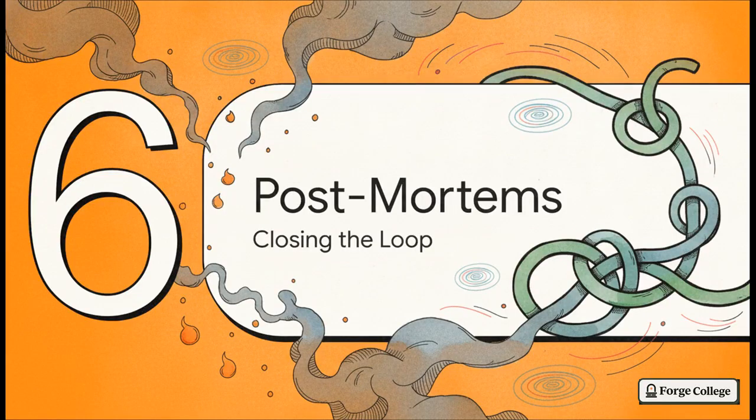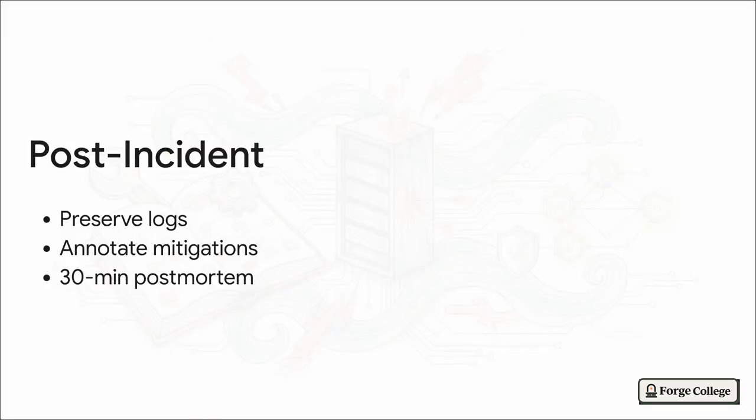Finally, Section 6, Postmortems: closing the loop. Okay, the fire is out, the service is restored, and your heart rate is finally back to normal. But your job isn't quite done yet. We need to close the loop so this never happens exactly the same way again. Enter your post-incident checklist. First, preserve your logs before they automatically get overwritten. Second, go back to your incident ticket and annotate exactly which mitigations worked and which ones failed. And third, schedule a 30-minute blameless postmortem within 72 hours.